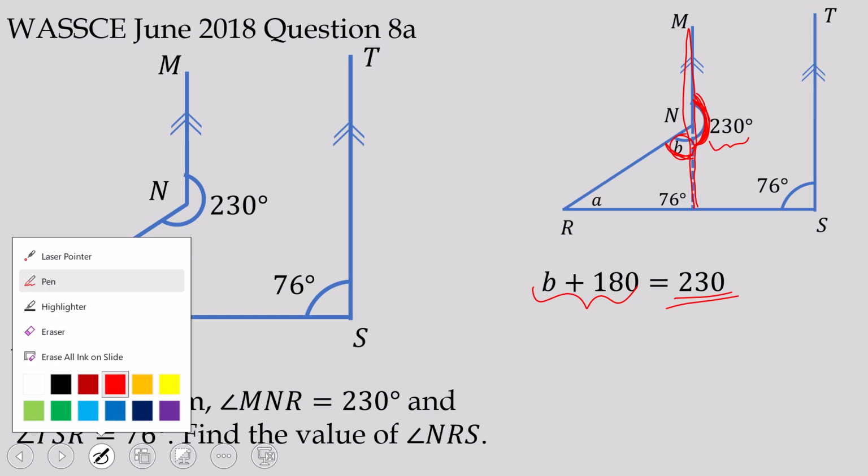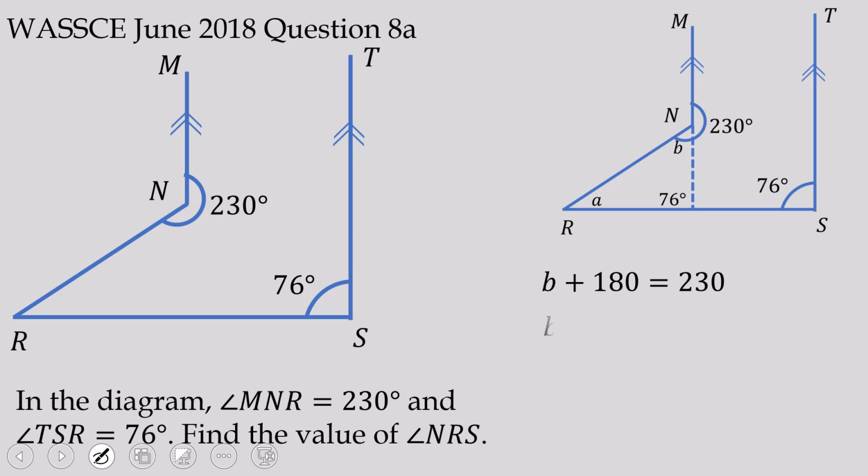Then from there I can solve for my B. When I solve for B, I just move this to the other end, and I get B is equal to 50. So now this B over here is 50.